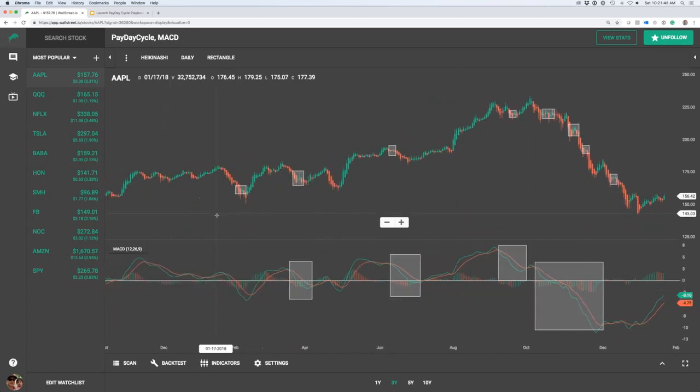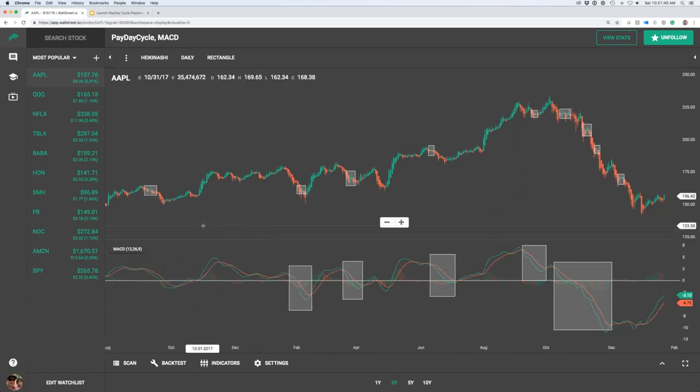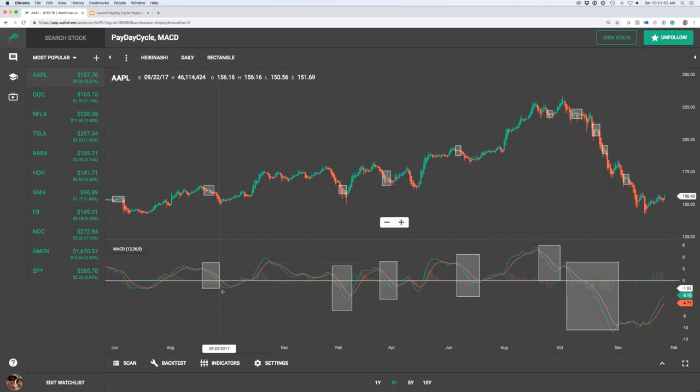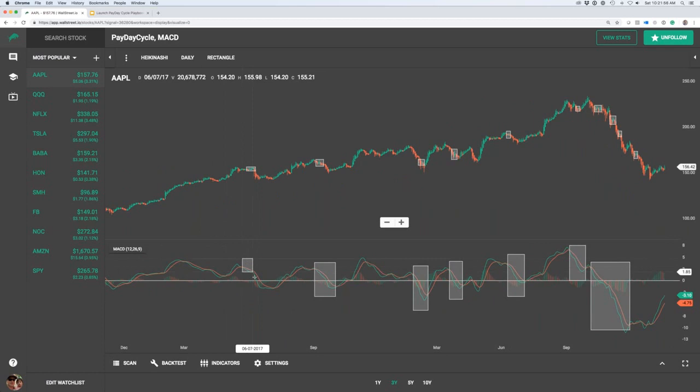So if I was to teach you one thing today, it's how to stay out of trouble. And you can do that very simply by avoiding getting long during these bearish MACD phases, because the probability is simply against you.